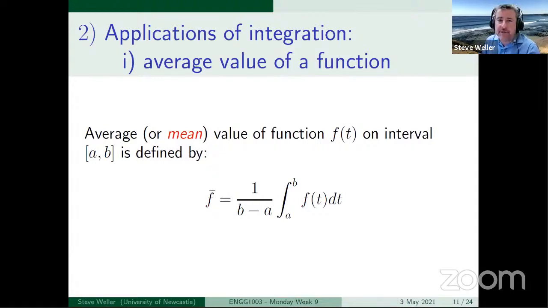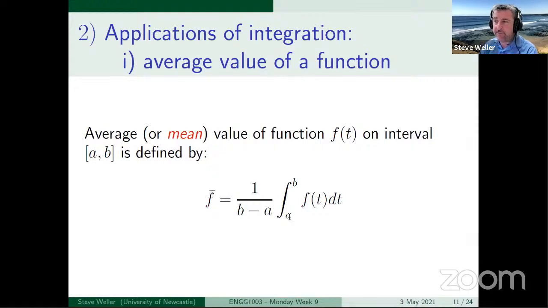And the first of those is to use integration to compute the average value of a function. The average value of a function, also called the mean, mean exactly the same thing. The mean value of a function f on an interval is defined as the integration of that function over the limits a to b. That's where the numerical integration comes in, scaled by 1 on the difference between the upper and lower limits of integration.